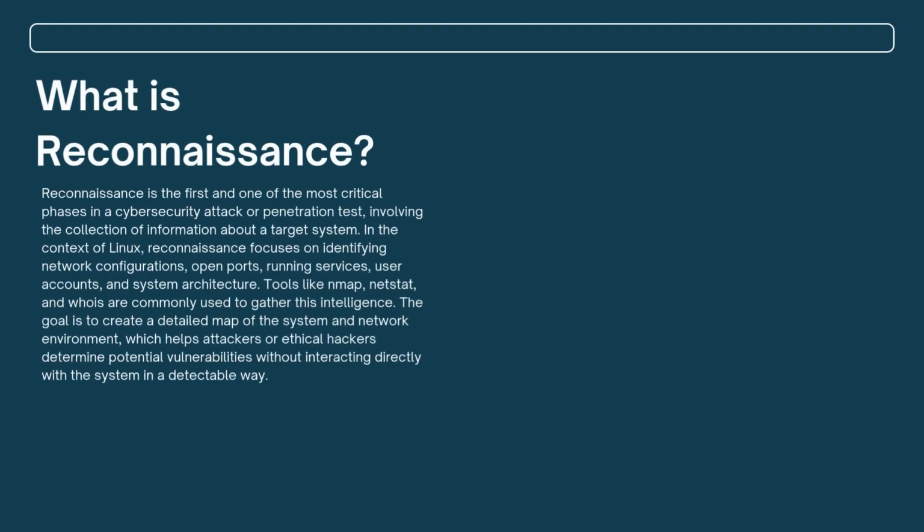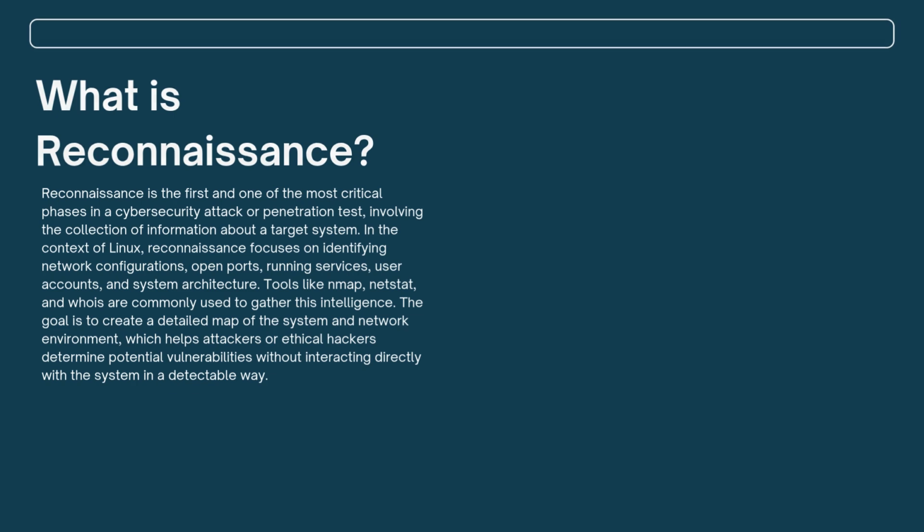Reconnaissance is all about observing the target without tipping them off. It's like casing a building before a heist, but in our case, it's all above board. You're finding out things like what ports are open, what services are running, what systems are connected, all with tools like Nmap, Netstat, and Nmap. This information helps form a strategy without making any noise.